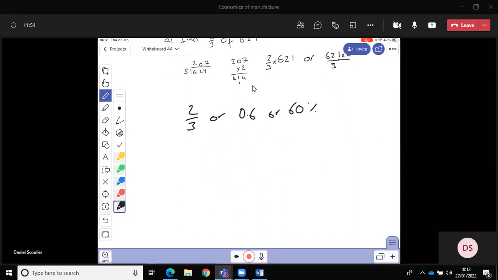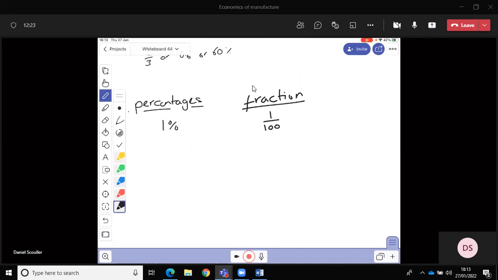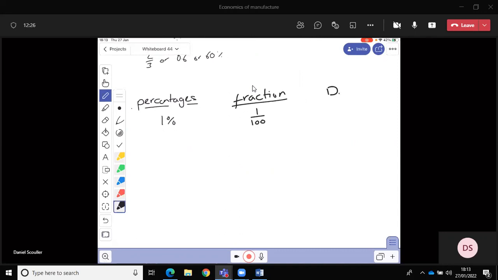So some common percentages and fractions that we work with. If we wanted to convert one to the other, we're working with 1%. We could write that as a fraction, 1 over 100, or we could write that as a decimal. You put that in your calculator, 0.01. So there's 3 ways of communicating that.